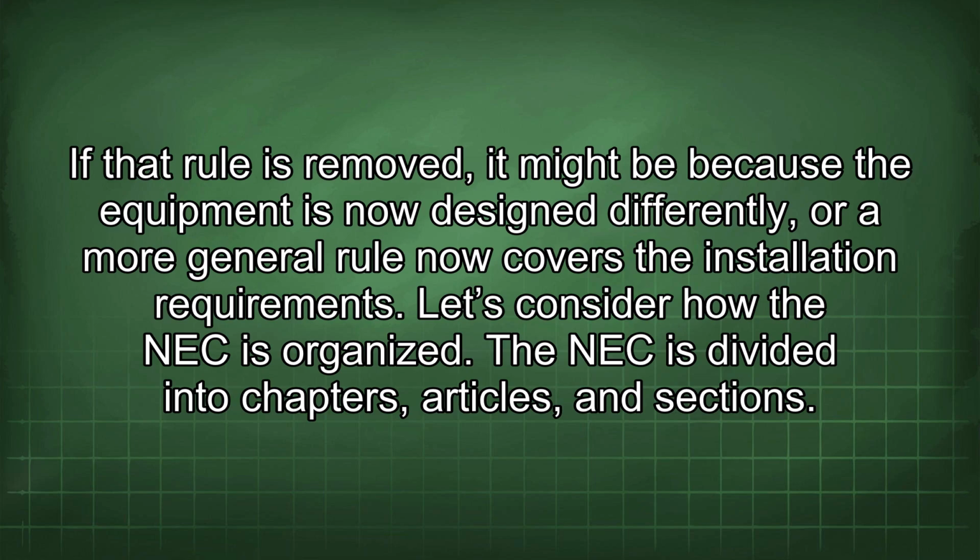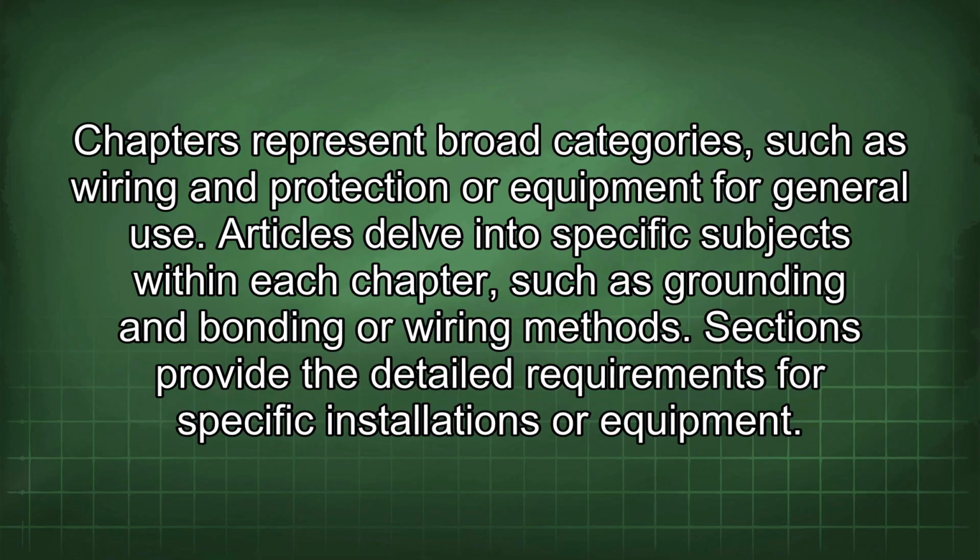Let's consider how the NEC is organized. The NEC is divided into chapters, articles, and sections. Chapters represent broad categories, such as wiring and protection or equipment for general use. Articles delve into specific subjects within each chapter, such as grounding and bonding or wiring methods. Sections provide the detailed requirements for specific installations or equipment.